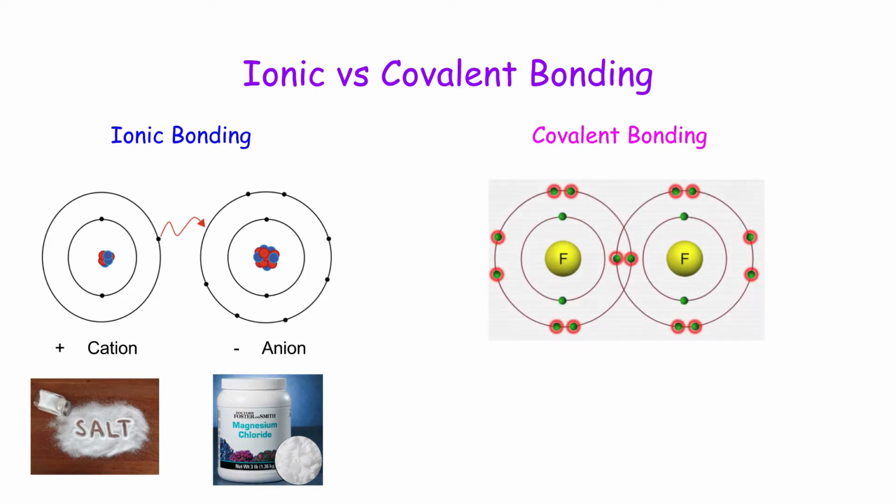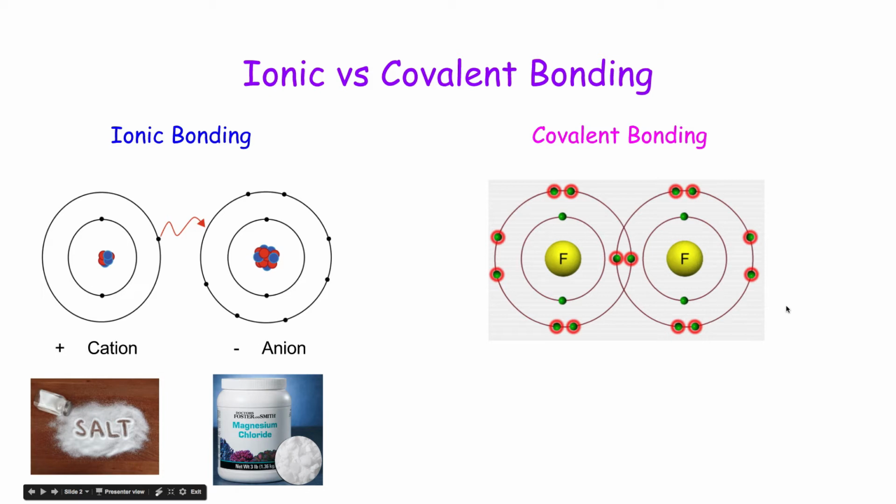Covalent bonding, on the other hand, is between two or more nonmetals. So in this case, we have 2 fluorines that are bonding together. Now, why are they bonding together? Well, they're trying to fill their outer shell. Each fluorine on its own has 7 valence electrons. It shares 1 pair of electrons so that each atom has a full outer shell, making them both more stable.